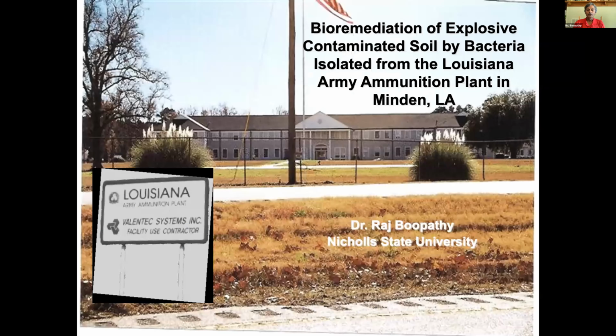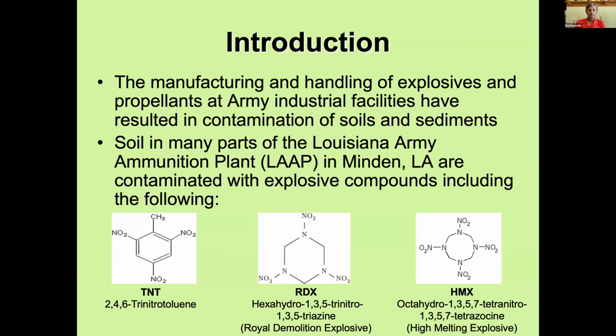Okay. So with that, I'm going to now specifically talk about my research. I gave you a broad overview of biodegradation and bioremediation processes. We did research at this particular facility called the Louisiana Army Ammunition Plant in Minden, Louisiana, which is in the northern part of the state. This site is contaminated with these three explosives. It is an Army ammunition site that has been used since the Second World War, and they shut down production in the 60s, but the land is contaminated, close to 15,000 acres.